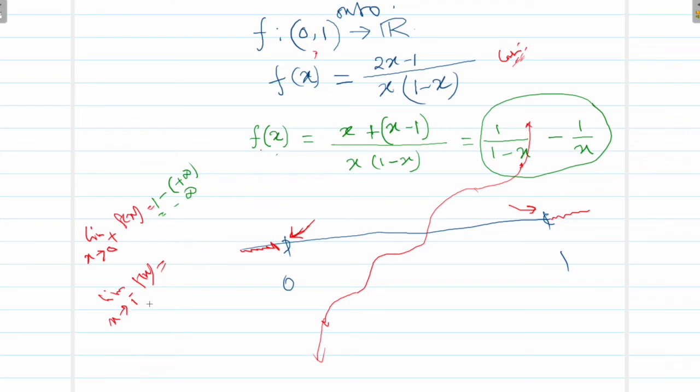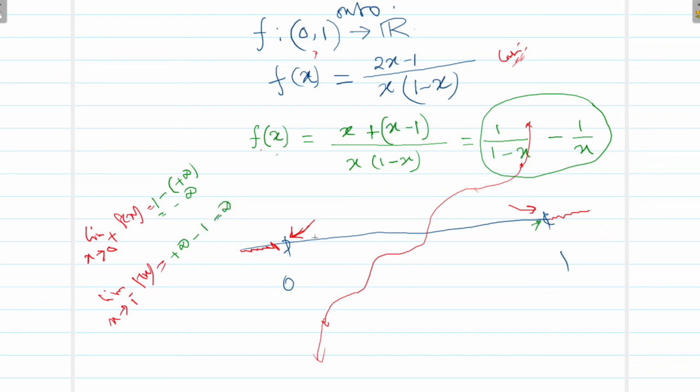Similarly, what is the limit as x goes to 1 minus? 1 minus means the values are very close to 1 but never 1; in fact, they are less than 1. So if you take x very close to 1 but less than 1, this 1 minus x term will be very close to 0 but positive. Therefore, for the limit x going to 1 minus of f(x), for this term you get plus infinity, and for the other term there is no problem: you can put x equal to 1, so it will be minus 1. So if you calculate, it is plus infinity.